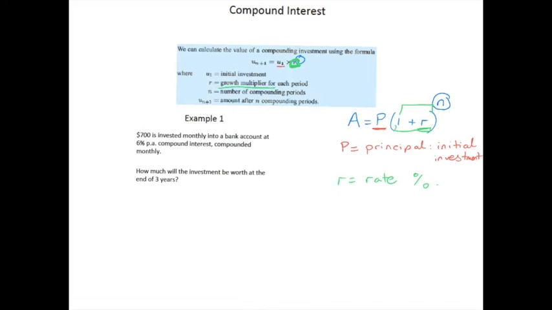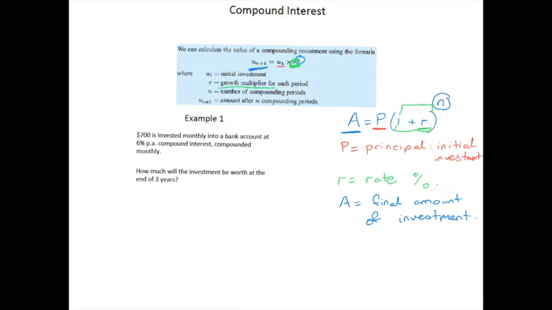The A is the final amount of the investment or value, so it's after it's grown. They defined it: their A is U(n+1). It's the amount after n compounding periods. That's what they're calling it, but it's the same thing for us as well. Okay, so we're going to give it a go using both formulas.